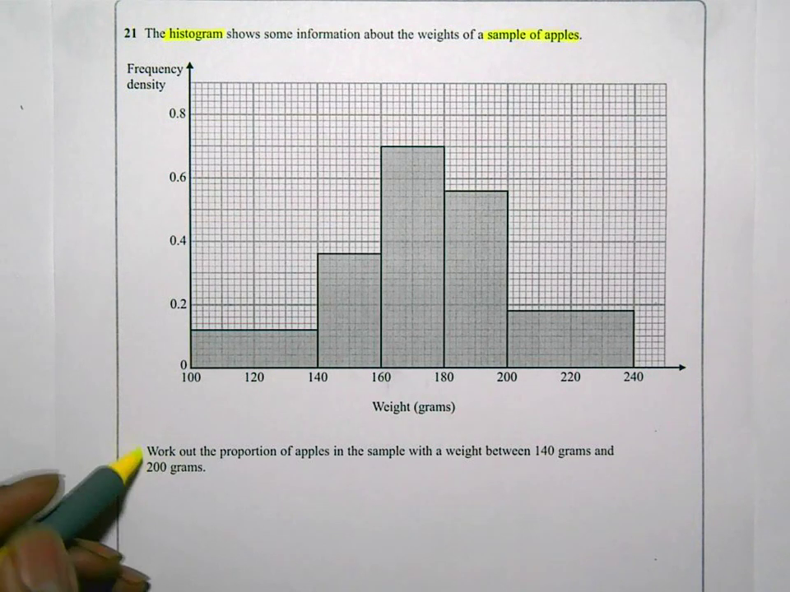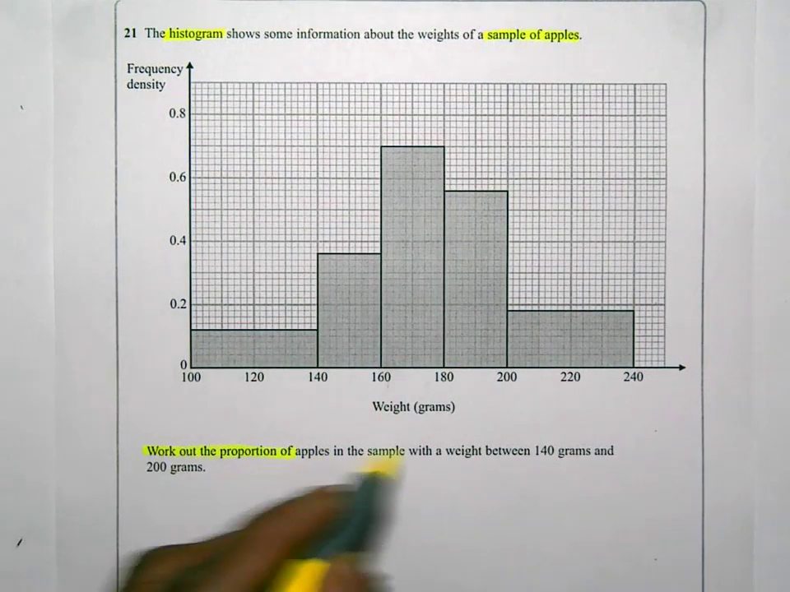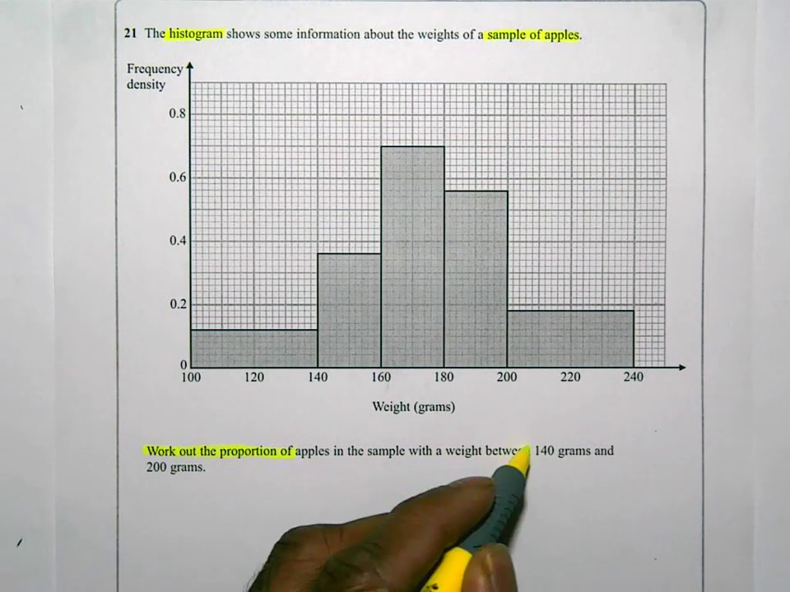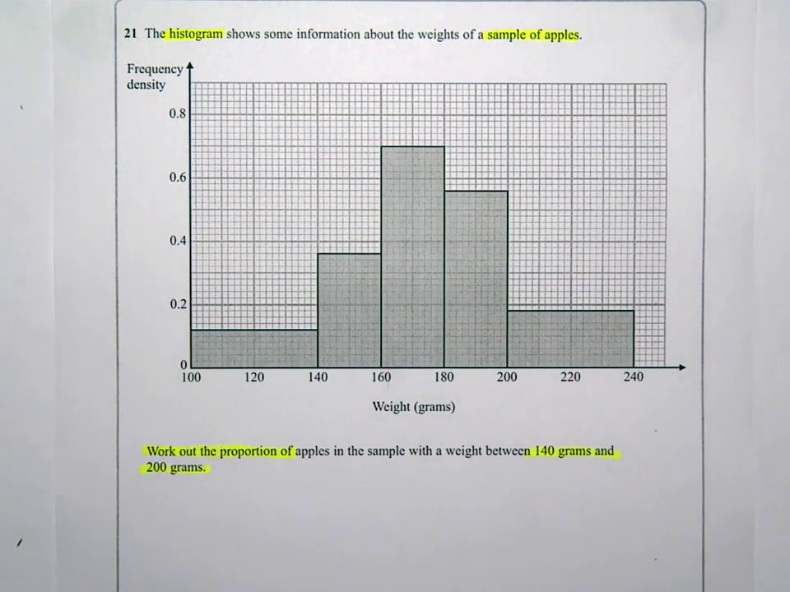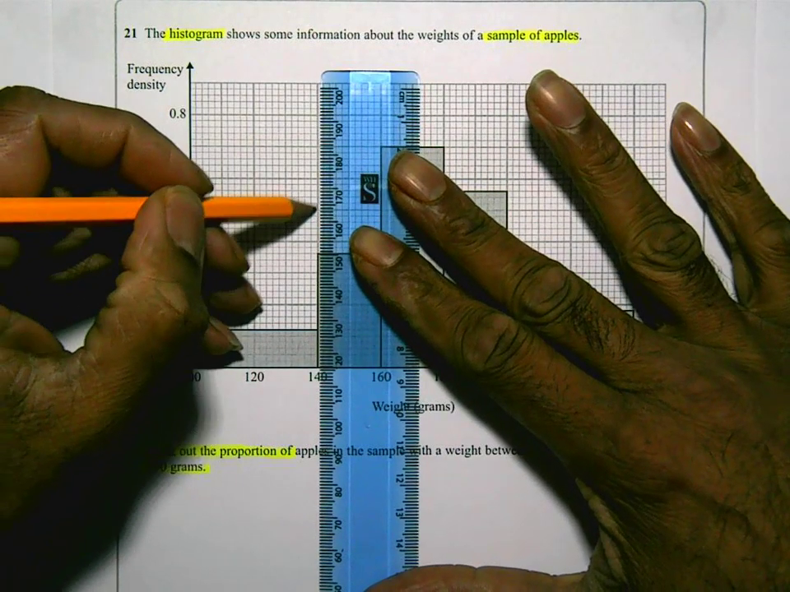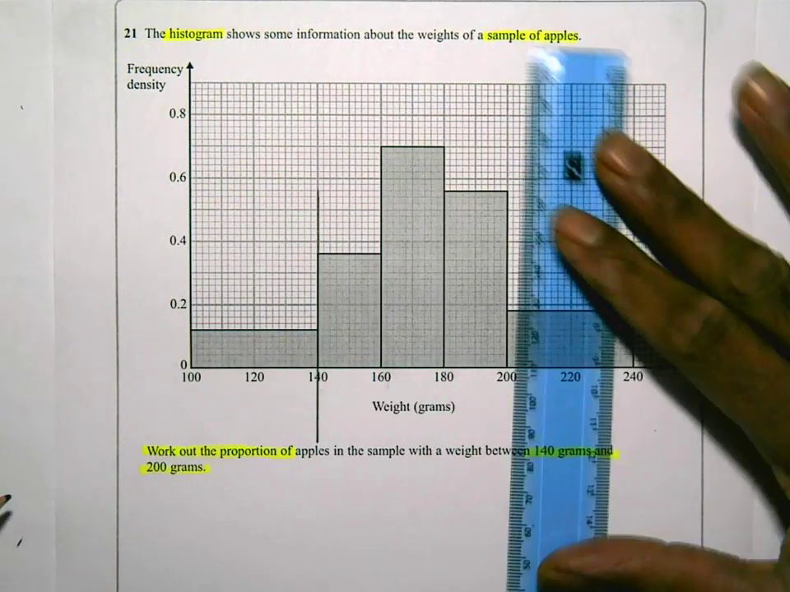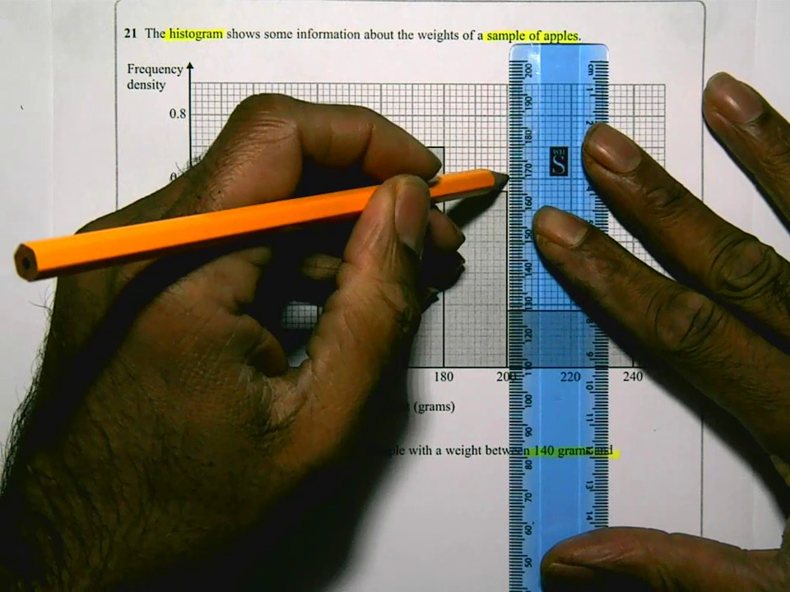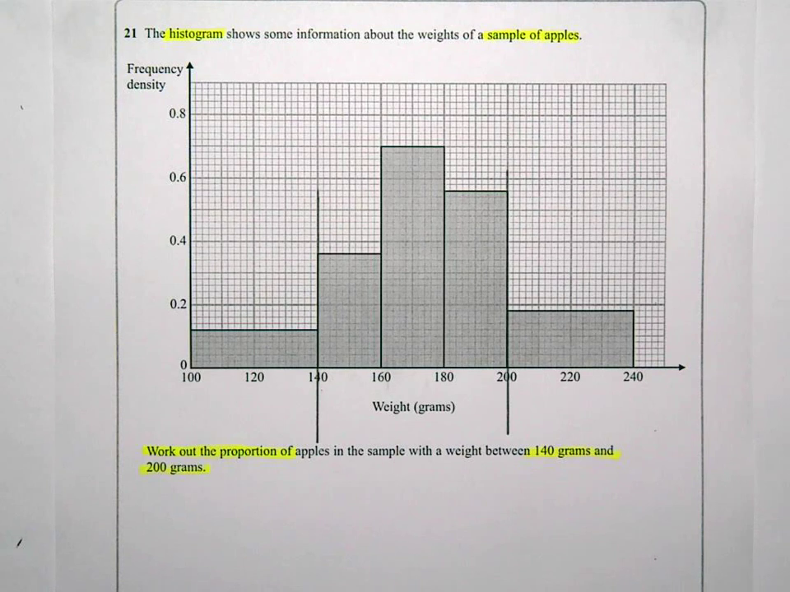The question wants me to work out the proportion of apples in this sample with a weight between 140 grams and 200 grams. The weight they're interested in is between 140, so I'm going to draw a line here so I can mark this out straight away and I know what I'm looking for. So 140 to 200 grams. They're looking for the fraction of apples that have weights between 140 and 200 grams.